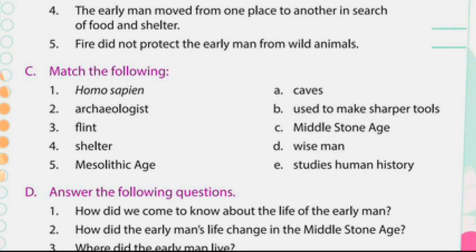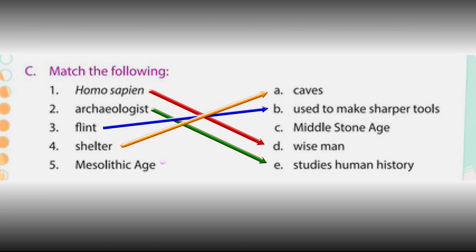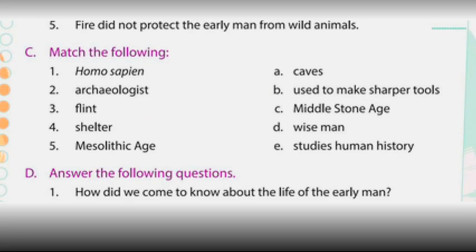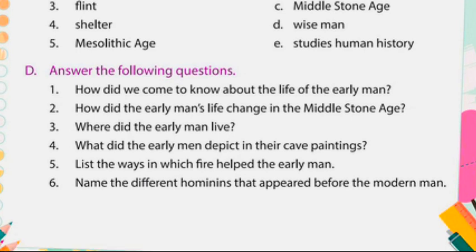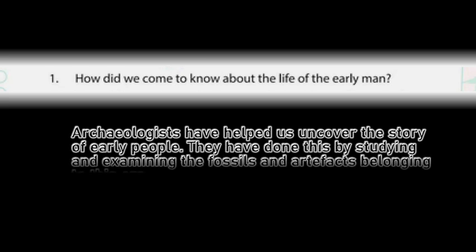C. Match the following: Homo sapiens, wise man; archaeologist, studies human history; flint, used to make tools; shelter, caves; Mesolithic age, Middle Stone Age. Now, the question answers you have to write neatly in your notebook. First question is, how did we come to know about the life of the early man? And the answer will be, archaeologists have helped us uncover the story of early people. They have done this by studying and examining the fossils and artifacts belonging to this era.